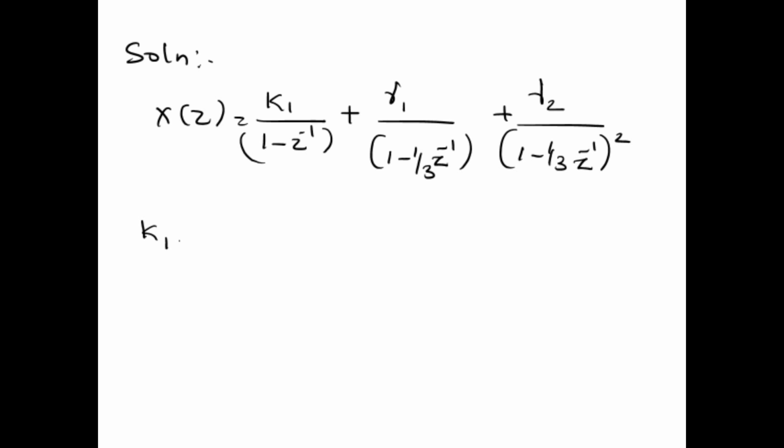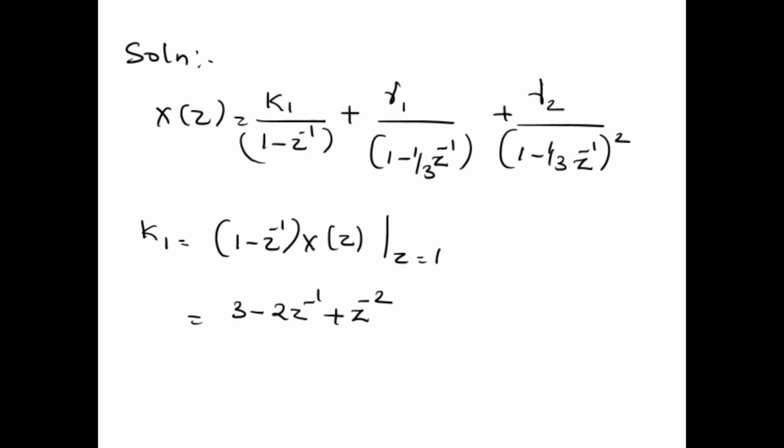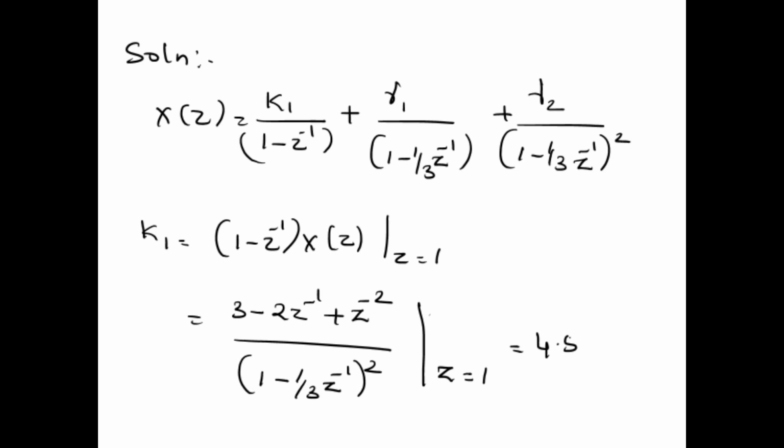or k1 is equal to (1 - z^-1) X(z) at z = 1, which is equal to (3 - 2z^-1 + z^-2) / (1 - (1/3)z^-1)^2 at z = 1. So, we will get it as 4.5.